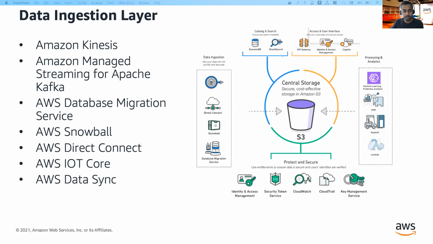We also provide Amazon Managed Streaming for Apache Kafka. Apache Kafka is similar to Kinesis, but it's an open source version. Many organizations who are not on AWS yet use Apache Kafka for streaming services. And once they move to AWS, if they don't want to use Kinesis, this is another option for them.